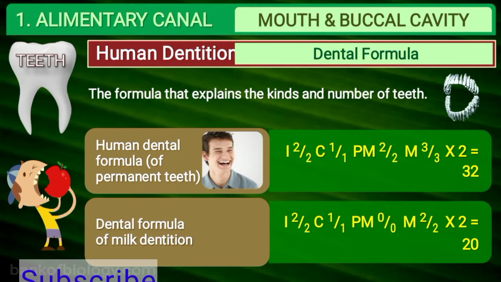The human dental formula for permanent teeth is I 2/2, C 1/1, PM 2/2, M 3/3, multiplied by 2. Total equals 32. I stands for incisor, C stands for canine, PM stands for premolars, M stands for molars. Similarly, the dental formula for milk dentition is incisors 2/2, canine 1/1, premolar 0/0, molar 2/2, multiplied by 2, equal to 20.